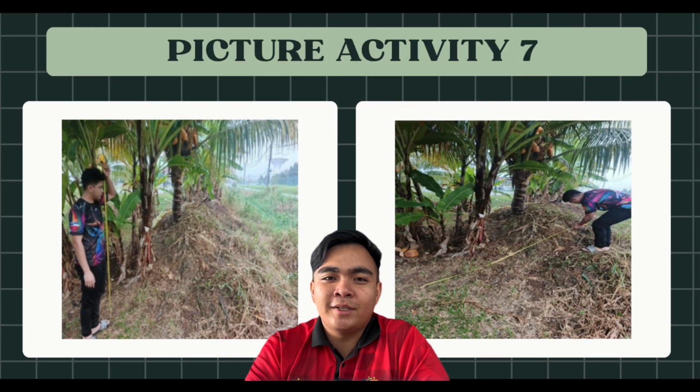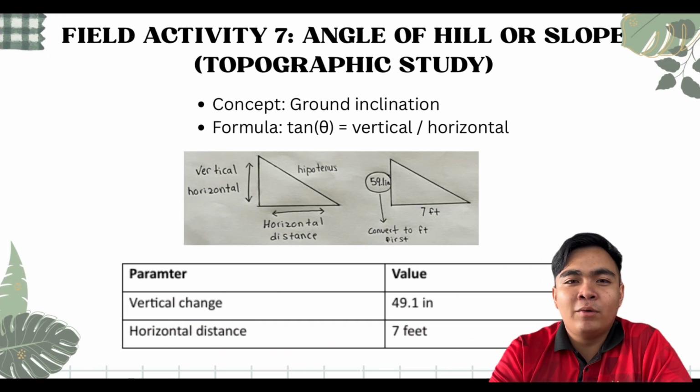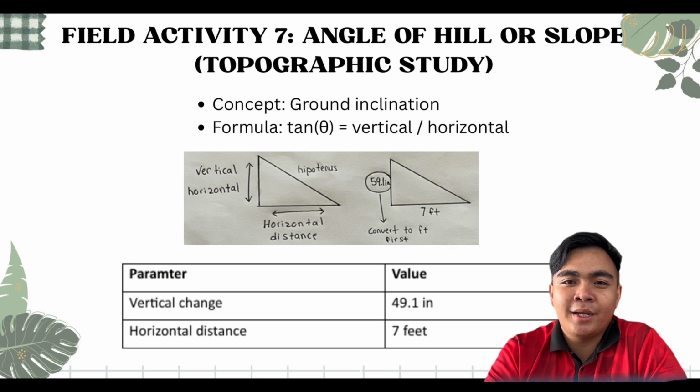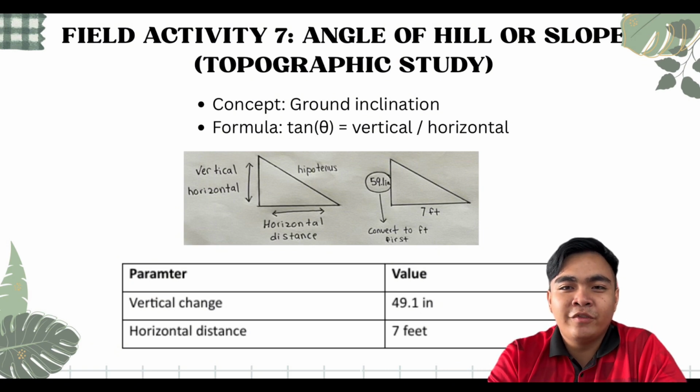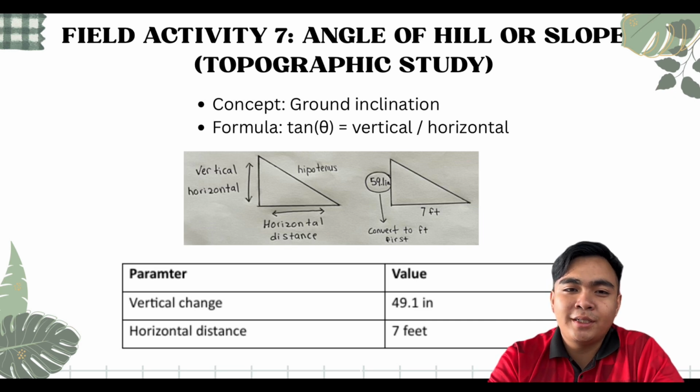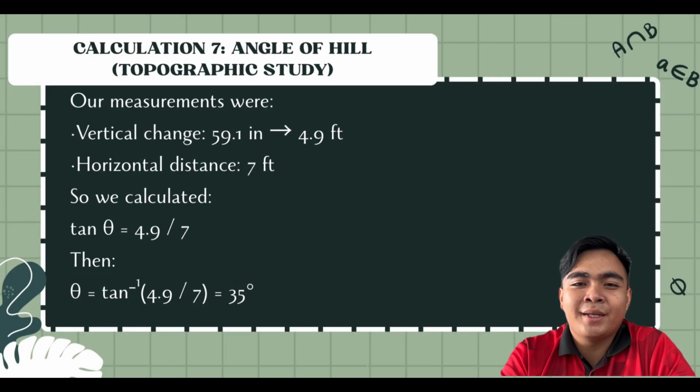Field Activity 7: Angle of a hill. For our 7th activity, we measured the angle of a hill slope using the vertical height and the horizontal distance. For the calculation, our vertical change was 4.9 feet and our horizontal distance was 7 feet. To explain the calculation clearly, I will read it out. Our vertical change was 4.9 feet and our horizontal distance was 7 feet. Then we apply the tangent formula: tan theta equals 4.9 divided by 7.